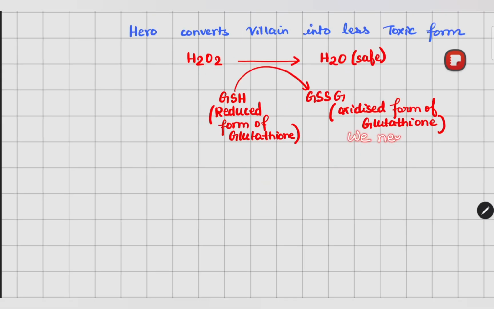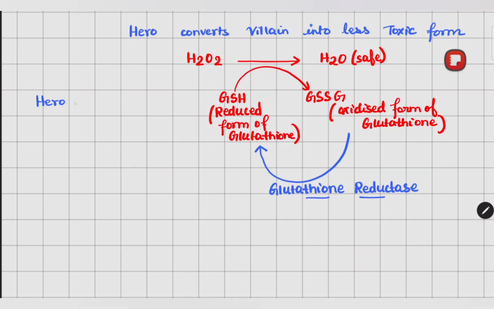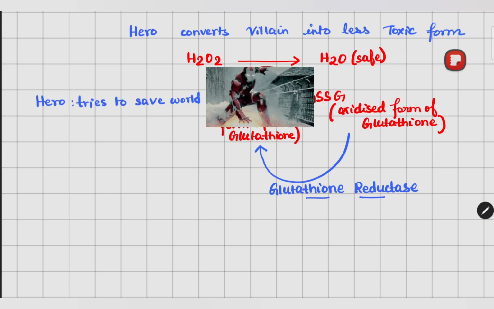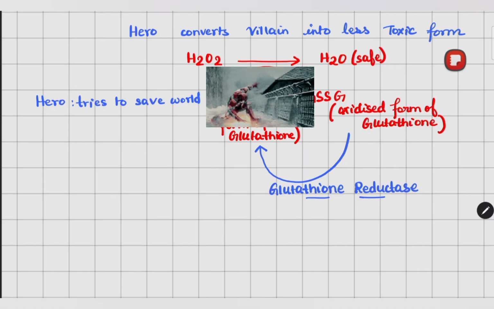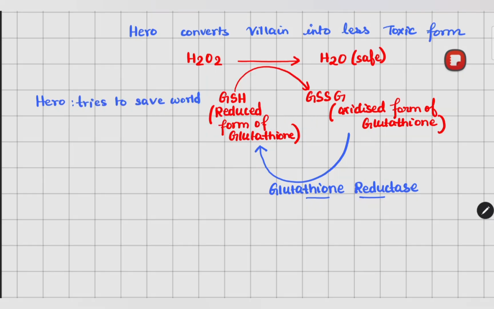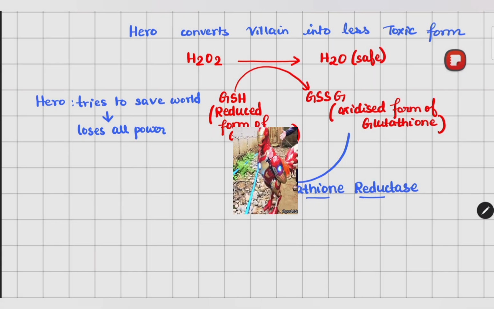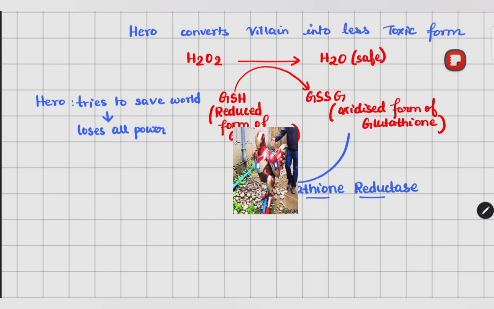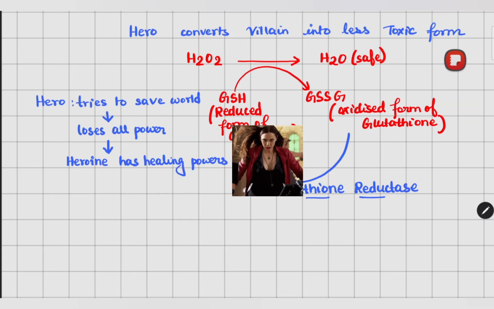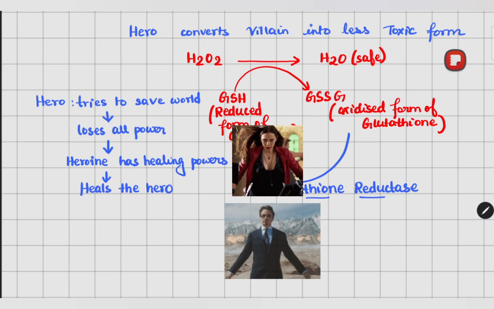But we need to reuse it again, right? So we have to convert the oxidized form back to the reduced form. And we do this with the help of another enzyme known as glutathione reductase. You can remember it like a story where the hero tries to save the world and converts the villain into a less toxic form. But in this process, he loses all his power. But now the heroine, which is glutathione reductase, has healing powers. So she heals the hero.